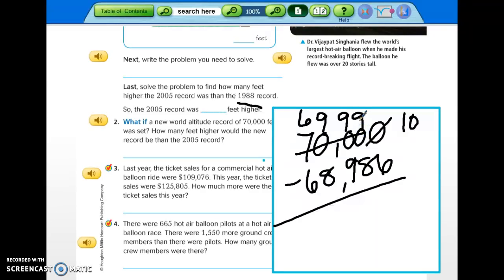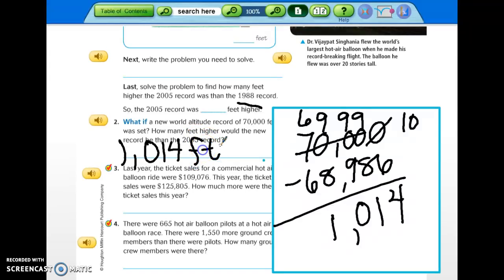So now I can subtract. 10 minus 6 is 4. 9 minus 8 is 1. 9 minus 9 is 0. 9 minus 8 is 1. So then it would be 1,014 feet higher. Okay.